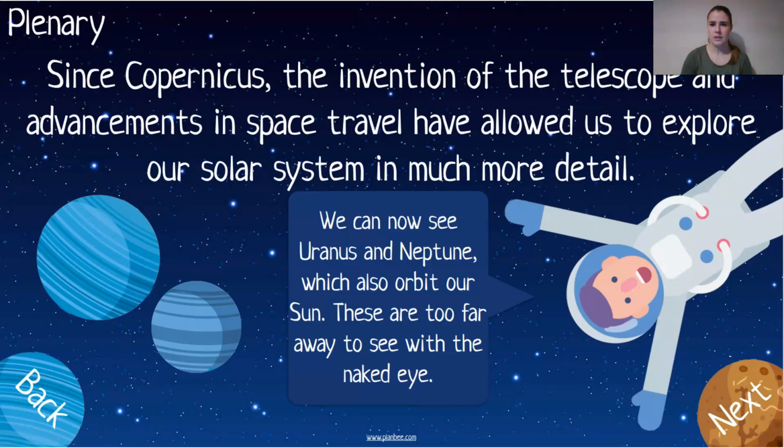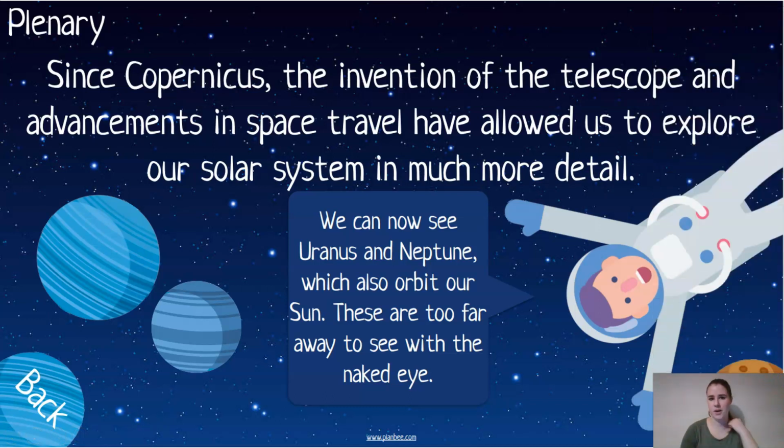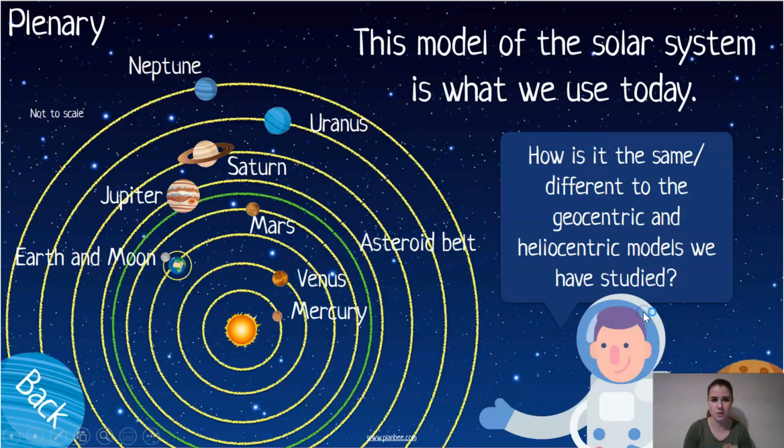Okay. So, since Copernicus had his theory, obviously we've invented the telescope, and obviously we've had much more advancement for space travel, which has allowed us to explore our solar system in more detail. Now obviously we didn't have Uranus and Neptune at that point in time, because we couldn't see them with our own eyes from Earth. We've only worked out that those 2 planets are part of our solar system and the centre of gravity, because we've had the advancements in technology to be able to see it, okay?